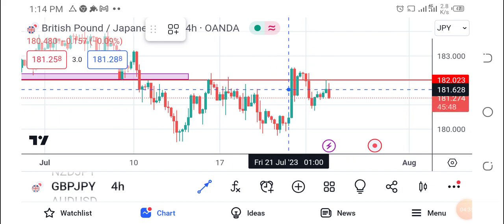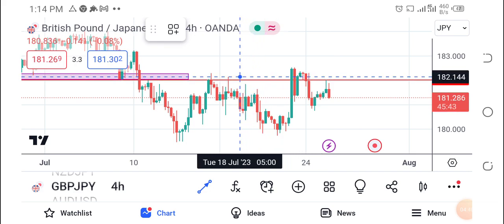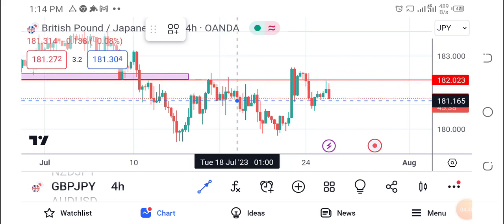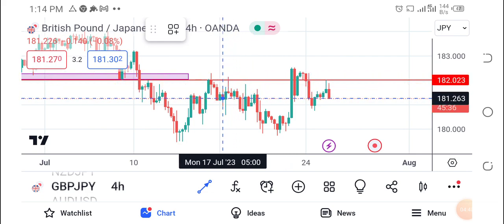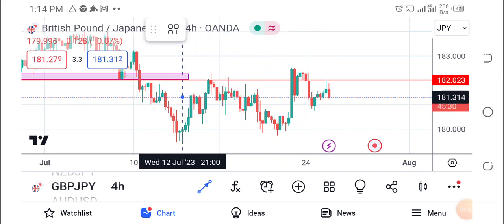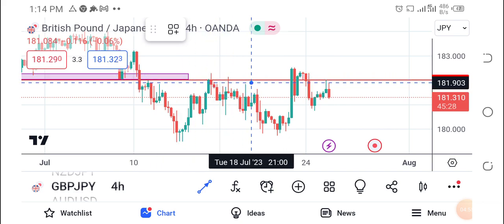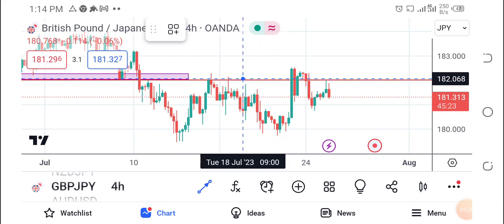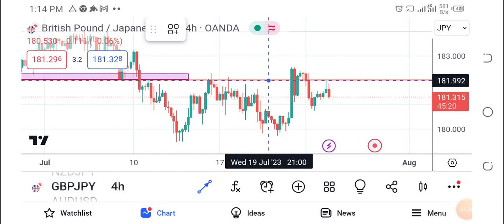As of the time I'm taking this analysis, my time is around 14 minutes past 1. I'm a New York time trader. I normally love entering my trades during the New York session because I believe that's the time the market has higher volatility, and that's often when major, high impact news is released, because I normally love aligning my technical analysis with my fundamental analysis.